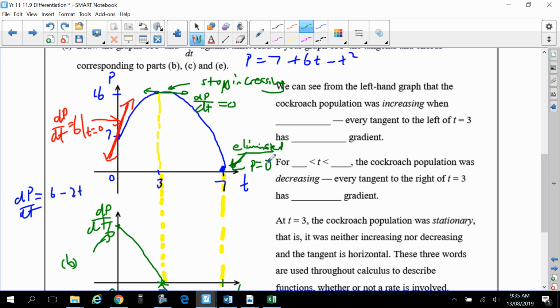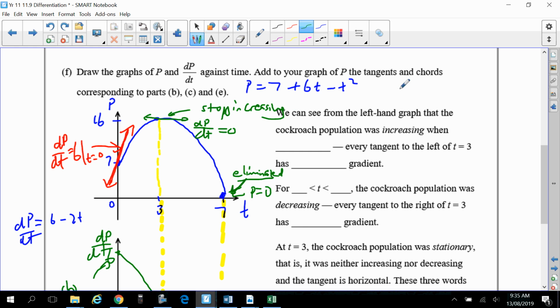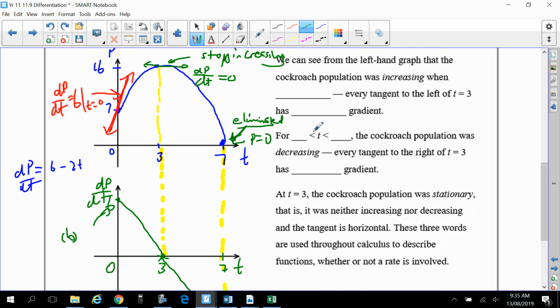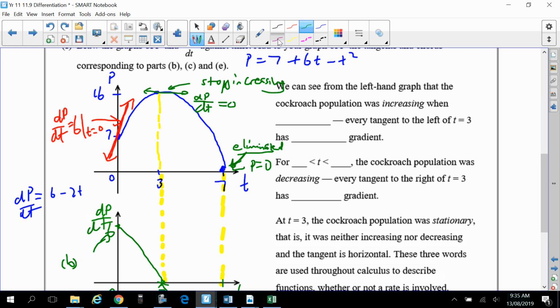What else do we have to do? We have to show the tangent and the chord. So the chord was the average rate. Notice the average rate from 0 to the April. So this is 1st of April. This is 1st of Jan.